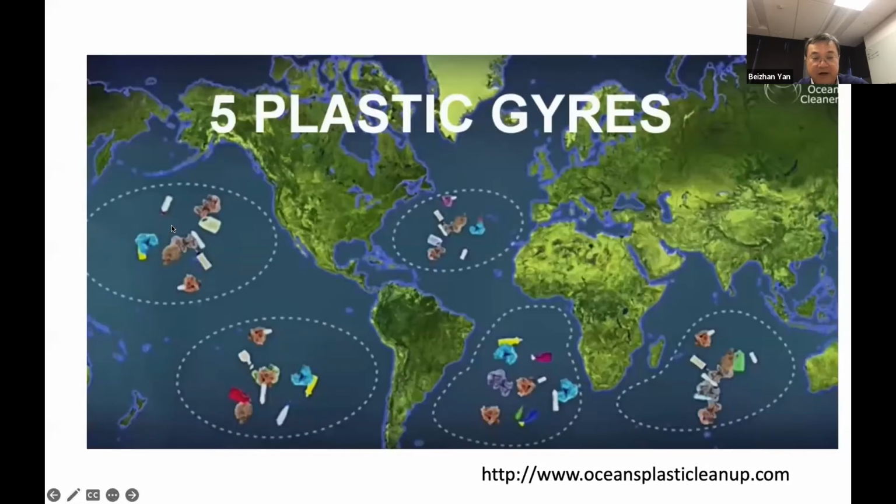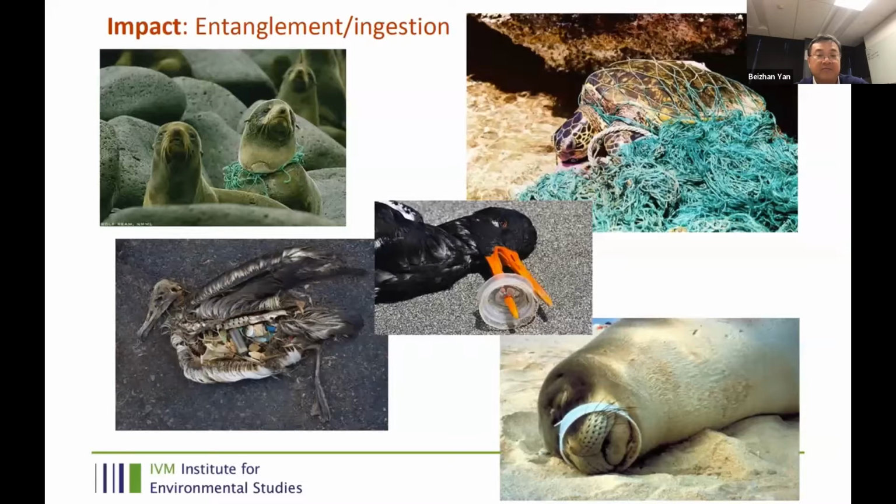Okay, so we have these five plastic gyres, and one of the most important ones is the North Pacific plastic gyre, which contains thousands of metric tons of plastic. As for the impact, I think Laura probably already talked about that.